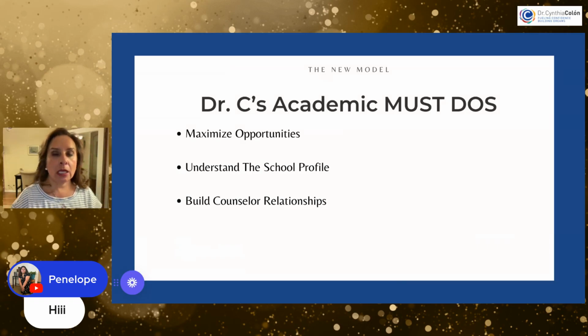Now, how do I get a copy of the school profile, Dr. Colon? No problem. I'm going to tell you. You're going to go to Google and type in the name of your high school and then the words school profile. For example, you're going to type in Palo Alto High School profile. Now it should come up as a PDF. And if it doesn't, go to the school website and see if you can find it there.